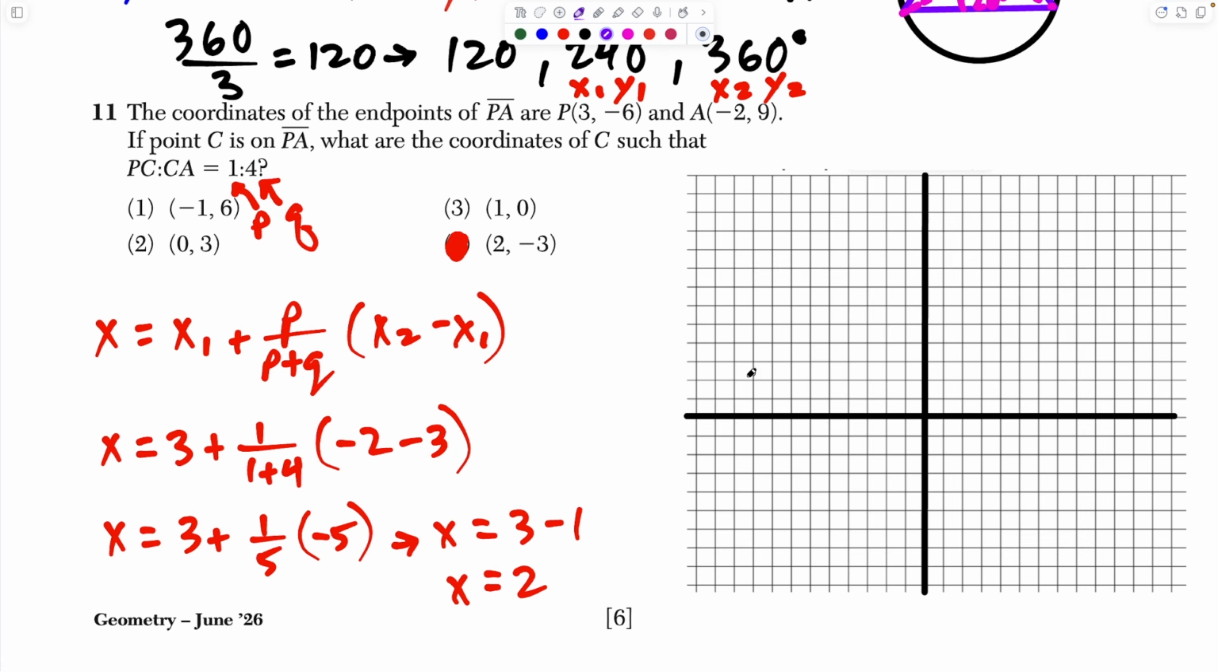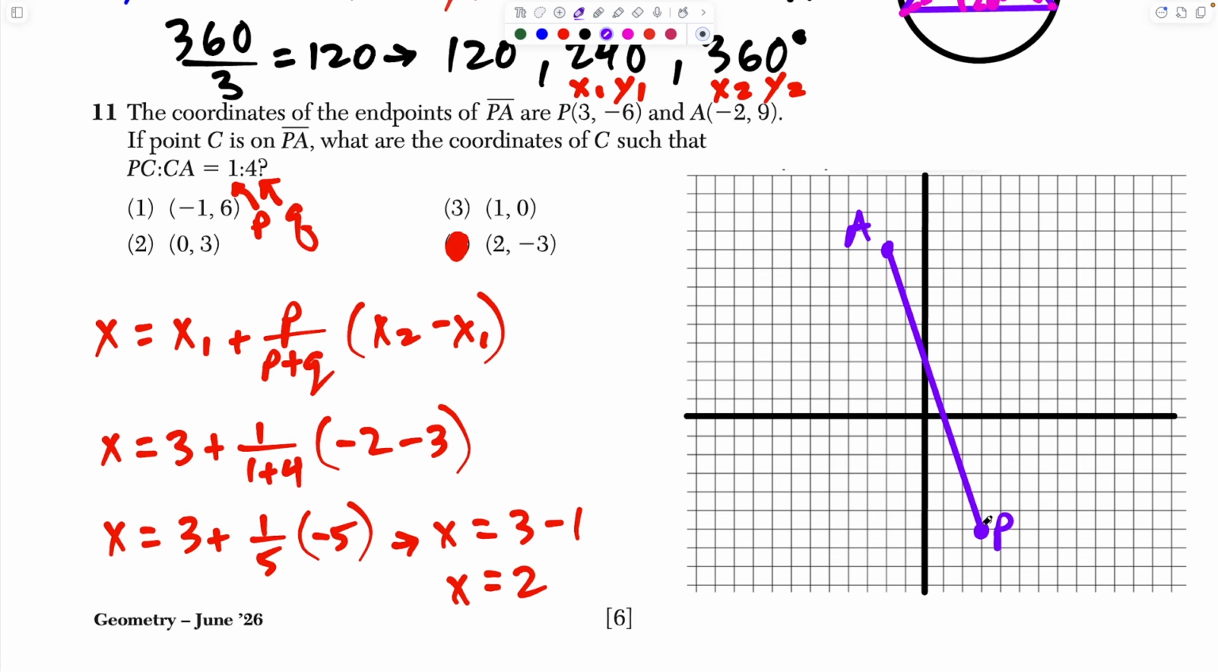But the other way to do this, and I like this way because it really does highlight the concept, is to draw this out. So P is at 3, -6. So that's over 1, 2, 3, and down 1, 2, 3, 4, 5, 6. So here's point P. And then point A is at -2, 9. So that's to the left 2, and then up 1, 2, 3, 4, 5, 6, 7, 8, 9. So that's over here in this location. And point C is going to be on this line segment.